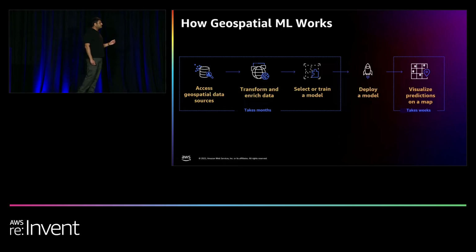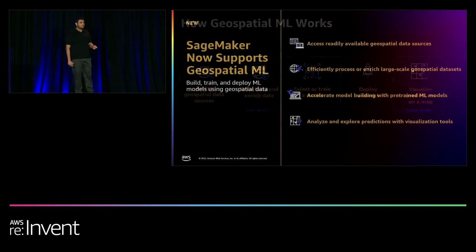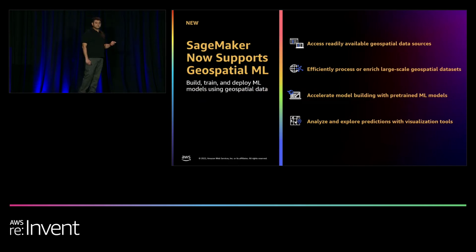Data scientists and machine learning engineers that are working on geospatial data are solving one of the most pressing problems of this century, climate change. They deserve better tools. Today, this is changing. We are introducing new geospatial capabilities for SageMaker. These capabilities will address some of the pain points that we talked about in the last few slides. These capabilities will make it easy for data scientists and machine learning engineers to build, train, and deploy models using geospatial data.